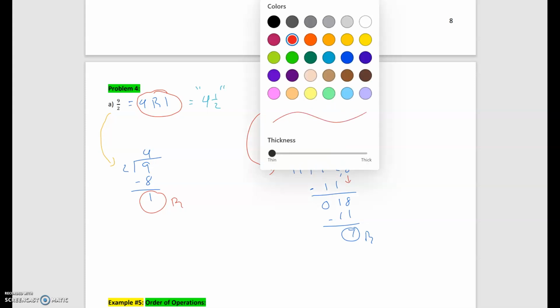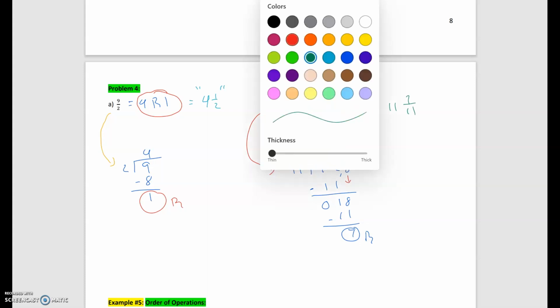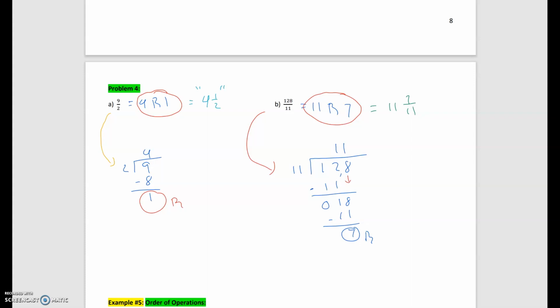I still have a couple of seconds, so I can actually write it. So this will be 11, 7 over 11s. That would be our answer as a mixed number. Okay, that is actually it for this one. The video recording is going to shut me off in a little bit. I'm just checking the final answer, but we're good.